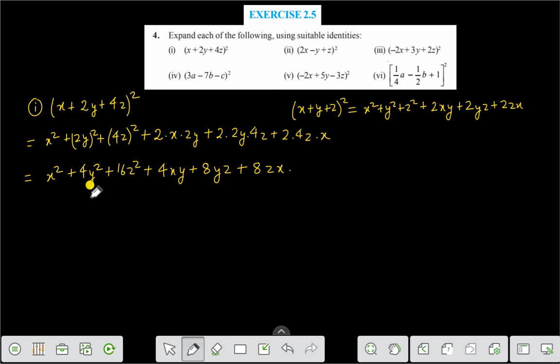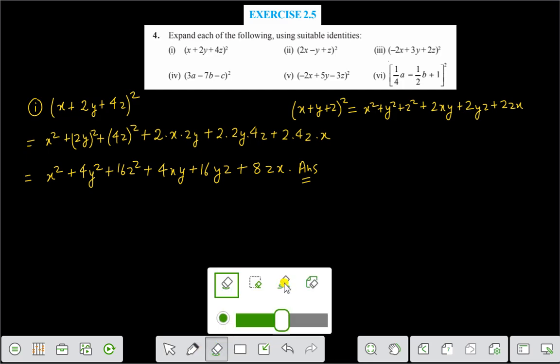The answer is x square plus 4y square plus 16z square plus 4xy plus 2 into 4 is 16. It will be 16, not 8. Here you see 2 into 4 is 8, and 8 into 2 is 16, so 16yz plus 8zx. That is the answer of question number 1. Now you solve question number 2.